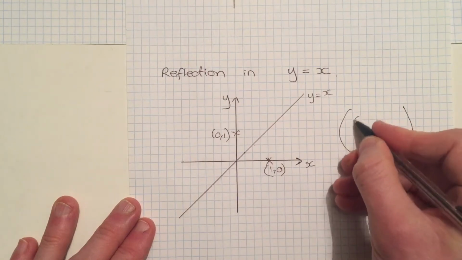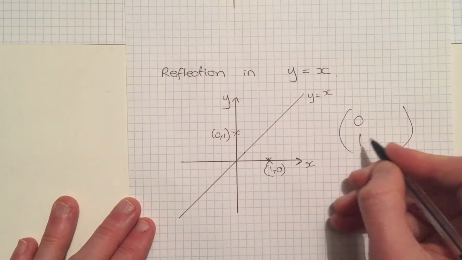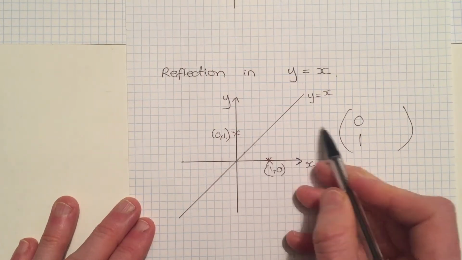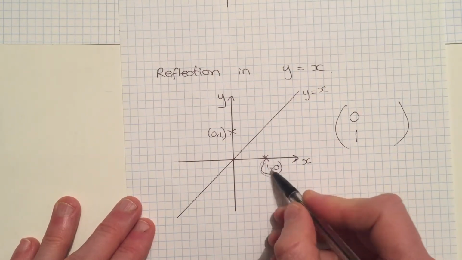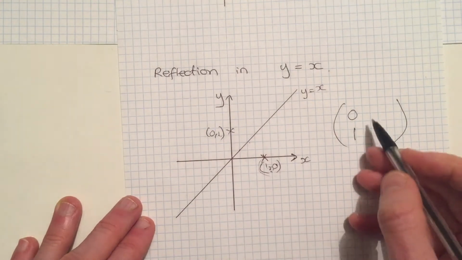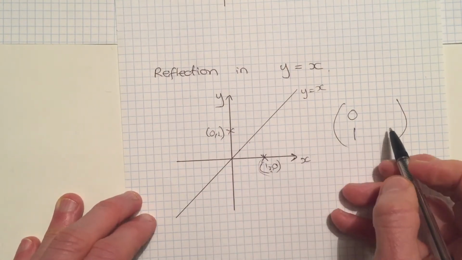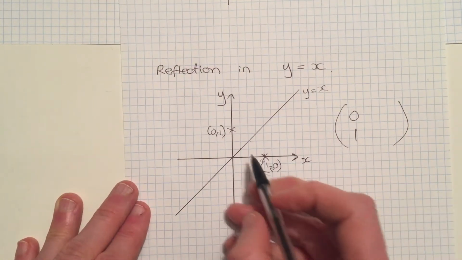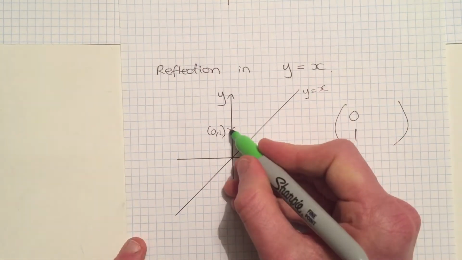Therefore, my A is 0 because the x coordinate here is 0, and my C is 1 because the y coordinate of the image there is 1. So that was me reflecting this coordinate in that line. Now to work out B and D, I need to work out the image of the coordinate 0, 1, which just so happens I've already done. It's exactly the same as this here.